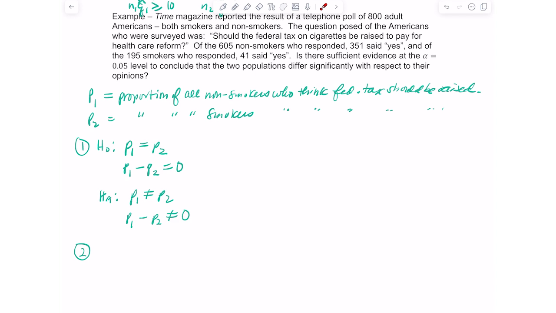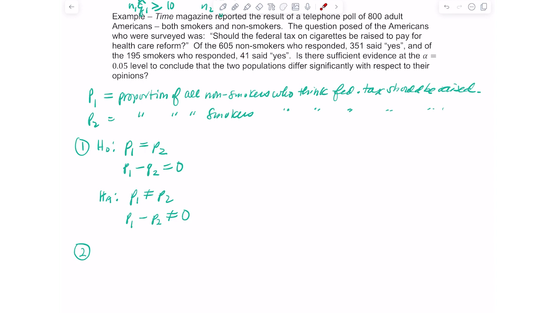And we also know that if we were to calculate success failure, that if I did 605 times, or 351 is greater than or equal to 10, right? So 351 adults, and then if I subtract 605 minus 351, obviously that's still greater than or equal to 10. 41 is greater than or equal to 10, and 195 minus 41 is greater than or equal to 10. So I know that all the conditions hold, so therefore the normal model can be applied.